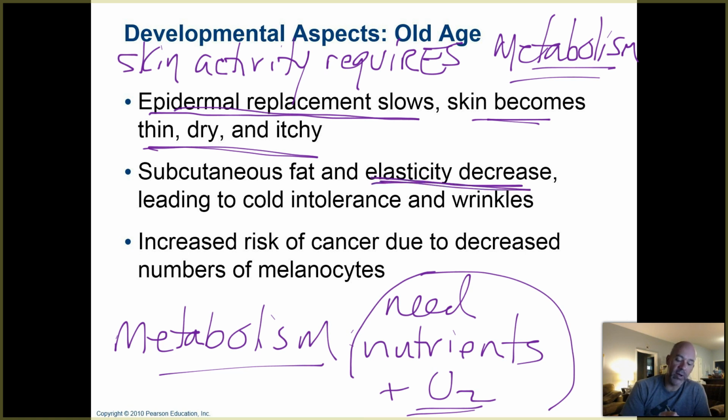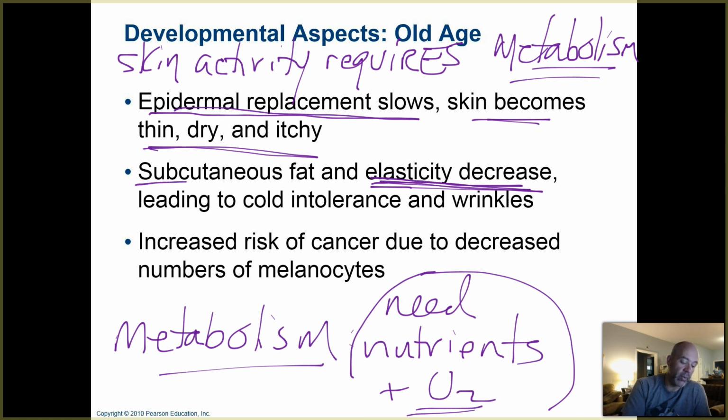Elasticity decreases. All right, that comes from elastic fibers, right? Fibroblasts are the cells in the dermis that make those. If those cells are not being replaced as they age, or they're slowing down because they don't have the nutrients and the oxygen gas that they used to have, they're not going to be able to manufacture those elastic fibers. So your skin becomes less elastic. It doesn't rebound back into place. And we all know that as you age, your skin begins to sag.